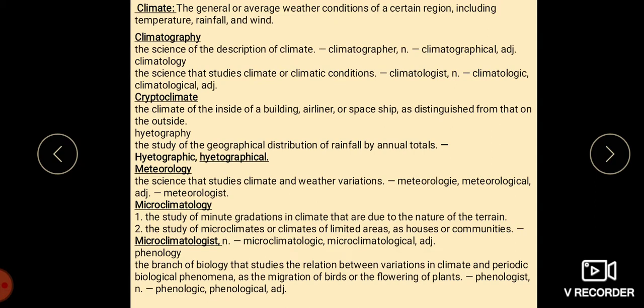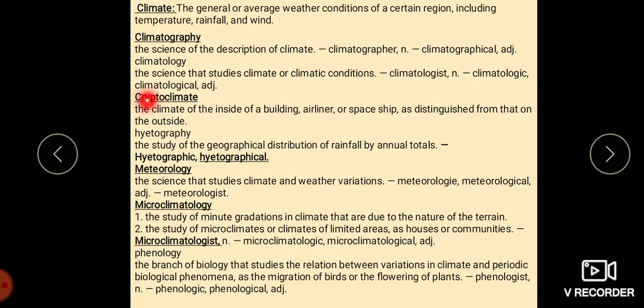Climate. What do we mean by climate? The general or average weather conditions of a certain region, including the temperature, rainfall and wind. Then climatography: the science of the description of climate. The science that studies the climate or climatic conditions, we call climatology, and the scientists climatologists.